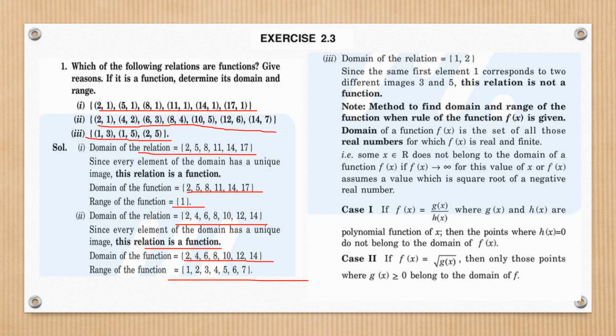Now look at the third one: (1, 3), (1, 5), (2, 5). Now see, these two ordered pairs have the same first element. So this relation is not a function.